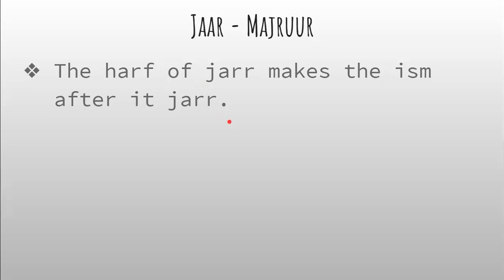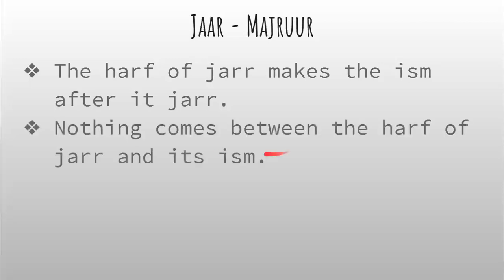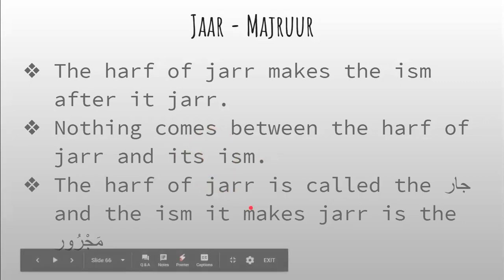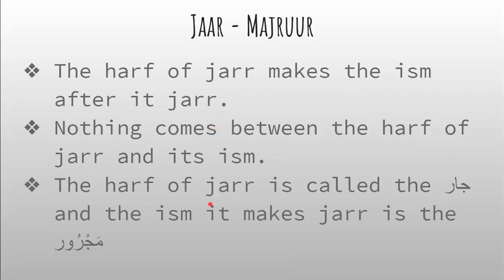And basically if any of the harf jar come and is immediately followed by an ism, nothing can come between a harf jar and its ism. Okay, so nothing can come between harf jar and its ism. And we're gonna call the harf jar just simply jar, and the ism that is affected, we are gonna call that ism majroor. Okay, so the harf of jar we're gonna simply call jar, that's it, and the ism that is affected we are gonna call majroor.